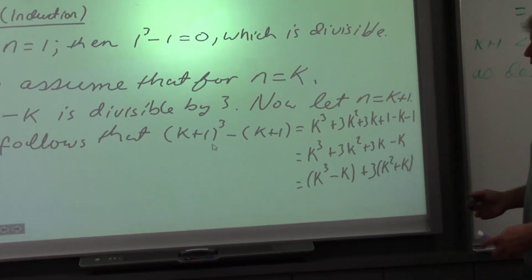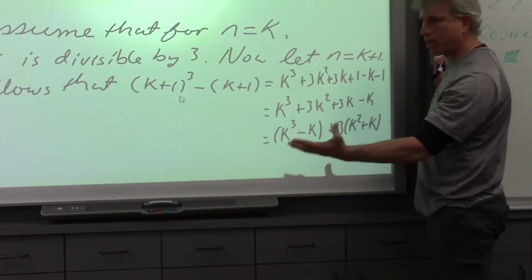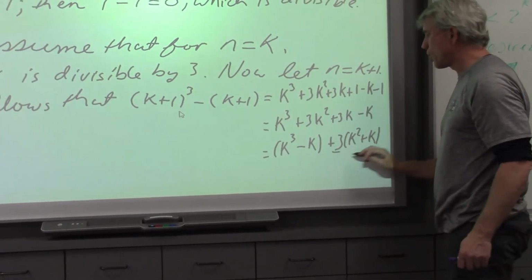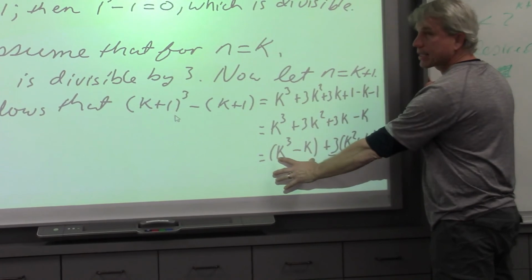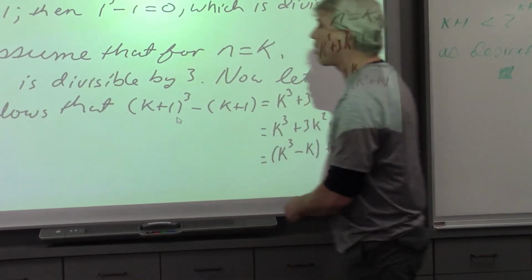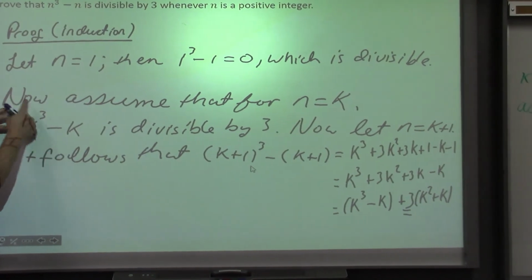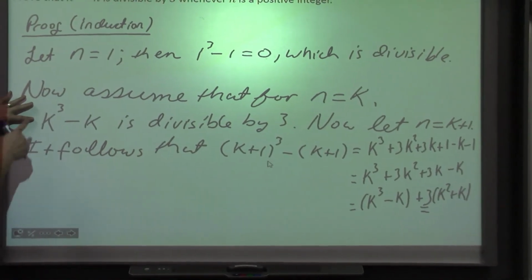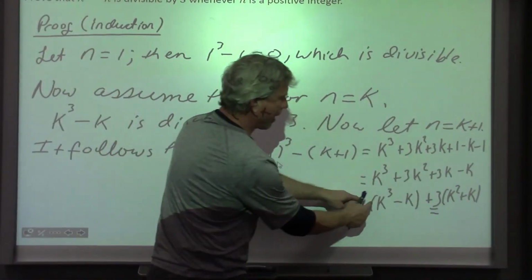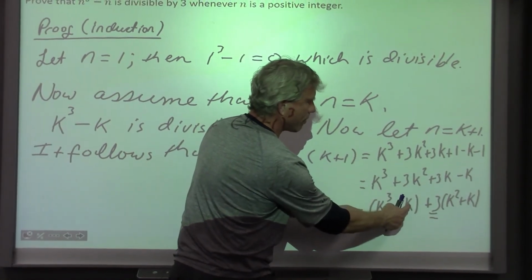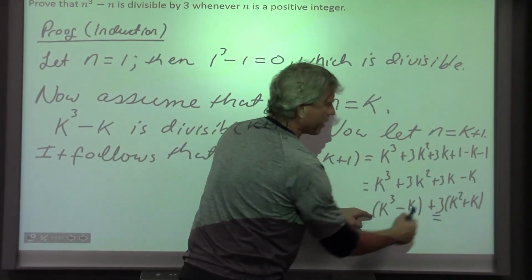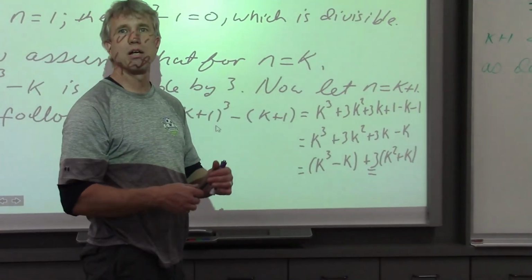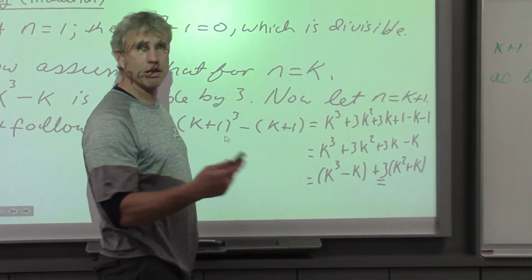We want to look at this for a minute and identify that we have something that's divisible by 3. This term is divisible by 3 because it's a multiple of 3. And k cubed minus k is divisible by 3 by our inductive assumption. We assumed in step 2 that if n equals k, that k cubed minus k was divisible by 3. Therefore, by our assumption, k cubed minus k is divisible by 3. 3 times k squared plus k is divisible by 3. Therefore, the sum of two things that are divisible by 3 must also be divisible by 3.